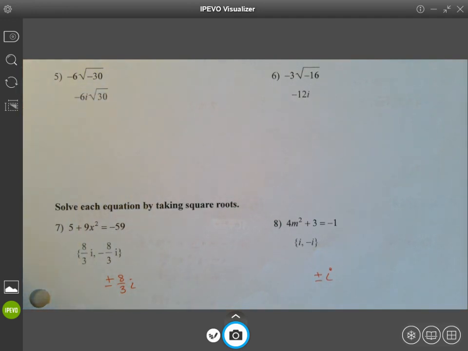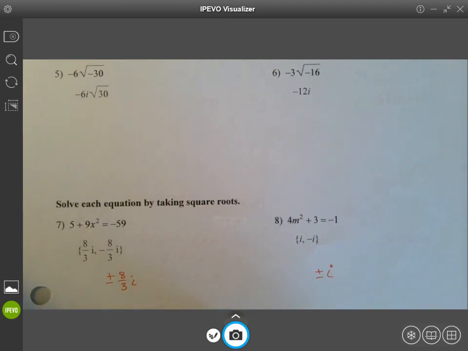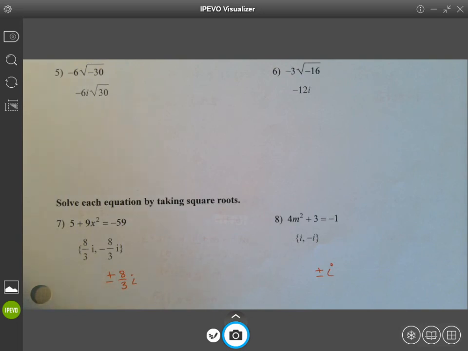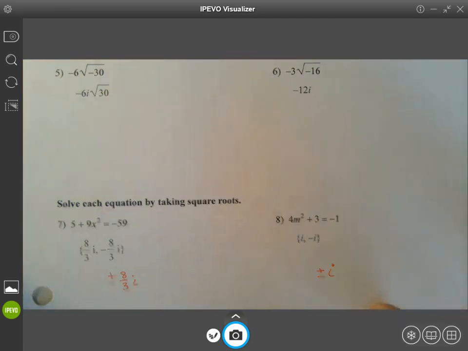But when you get into 7 through the rest of the worksheet, we're solving using square roots or completing the square. That's when, the minute you take that square root, so you isolate, you subtract 5, you divide by 9, deal with the fraction if you have to, then as soon as you take that square root, you do the plus or minus. Okay, you can have the answer written separate. I pretty much just have it written like this.